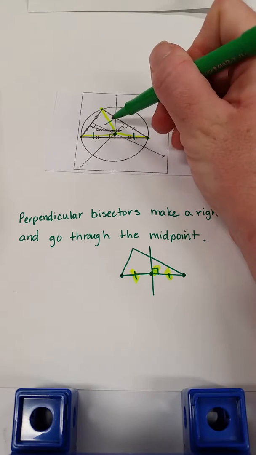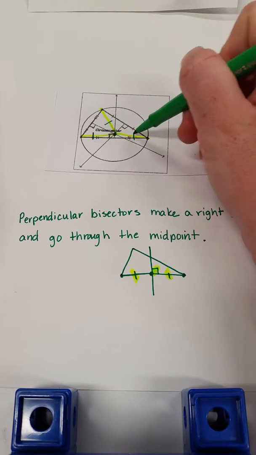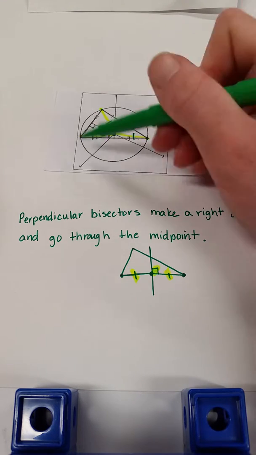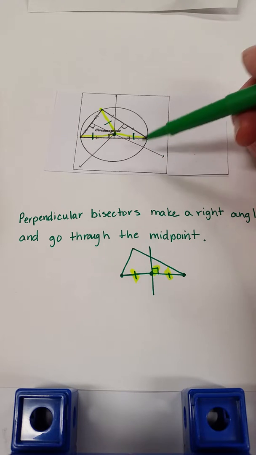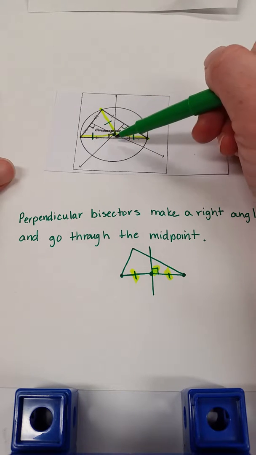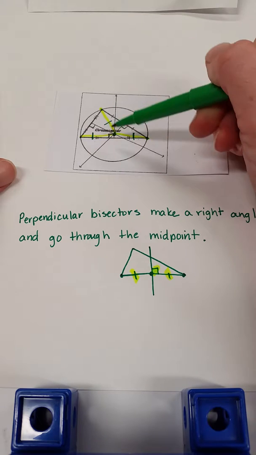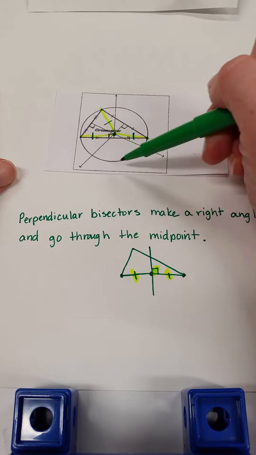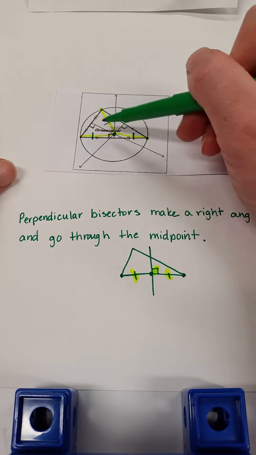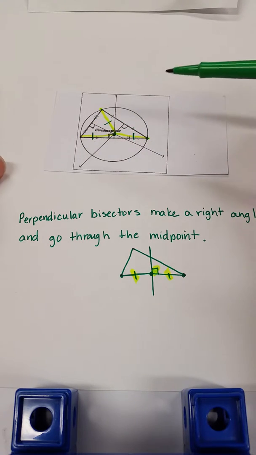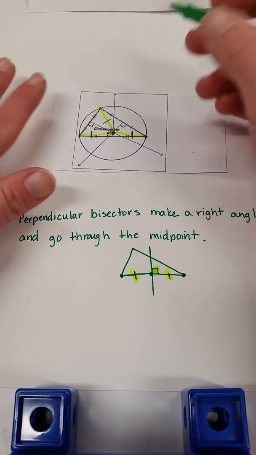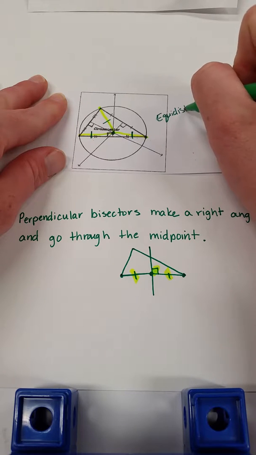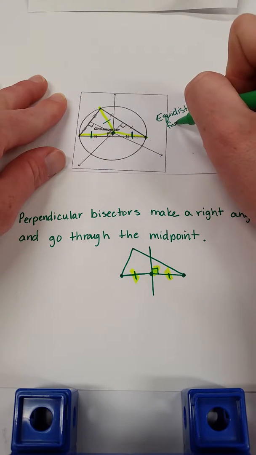I'm going to put a tick mark on these to show you that the radii are all the same length. The point of having this circle is to show that it's equidistant from the vertices, that this circumcenter is the same distance to that vertex as it is to each of the other vertices, because it's the center of the circle, and the radii of the same circle are all the same. So the point of the circle is to show you that the circumcenter is equidistant from vertices.